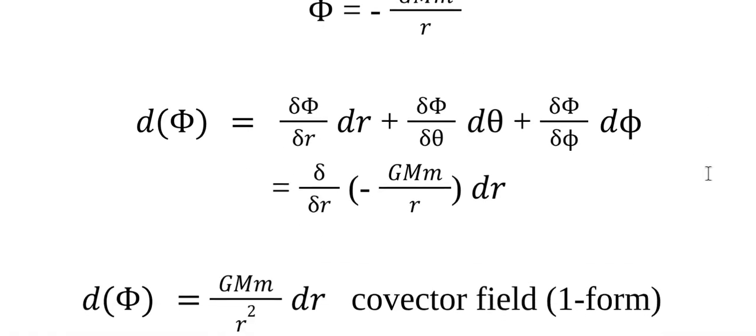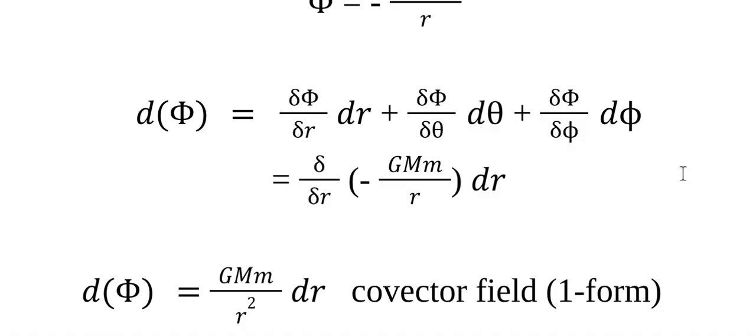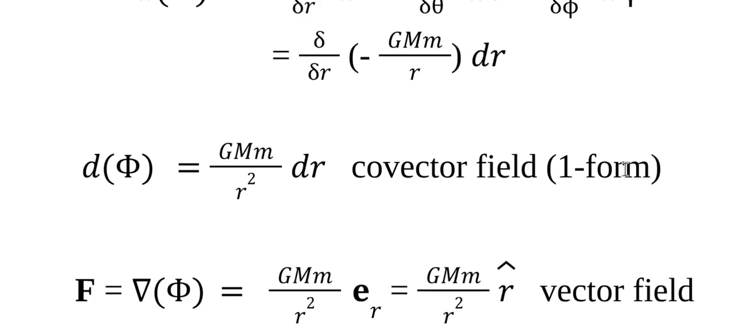So what's the partial of that? Well, it's G big M little m over r squared dr. So this is a covector field, a one form. And in vector calculus, you used to sing it like this: the gravitational force is equal to the gradient of the potential, is equal to this times the basis vector. But the e_r basis vector and the r hat basis vector are the same. They're both unit vectors. So it looks like this, right?